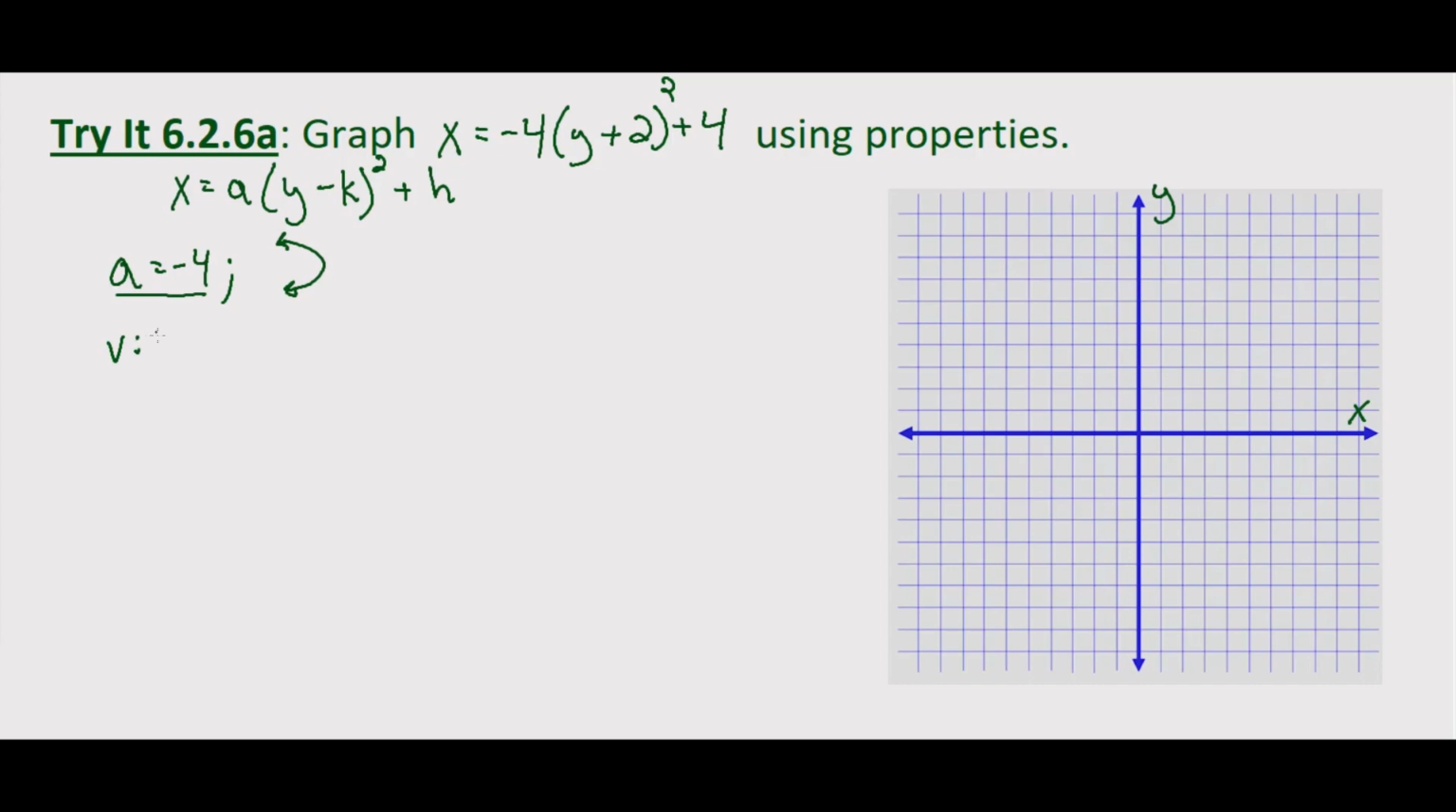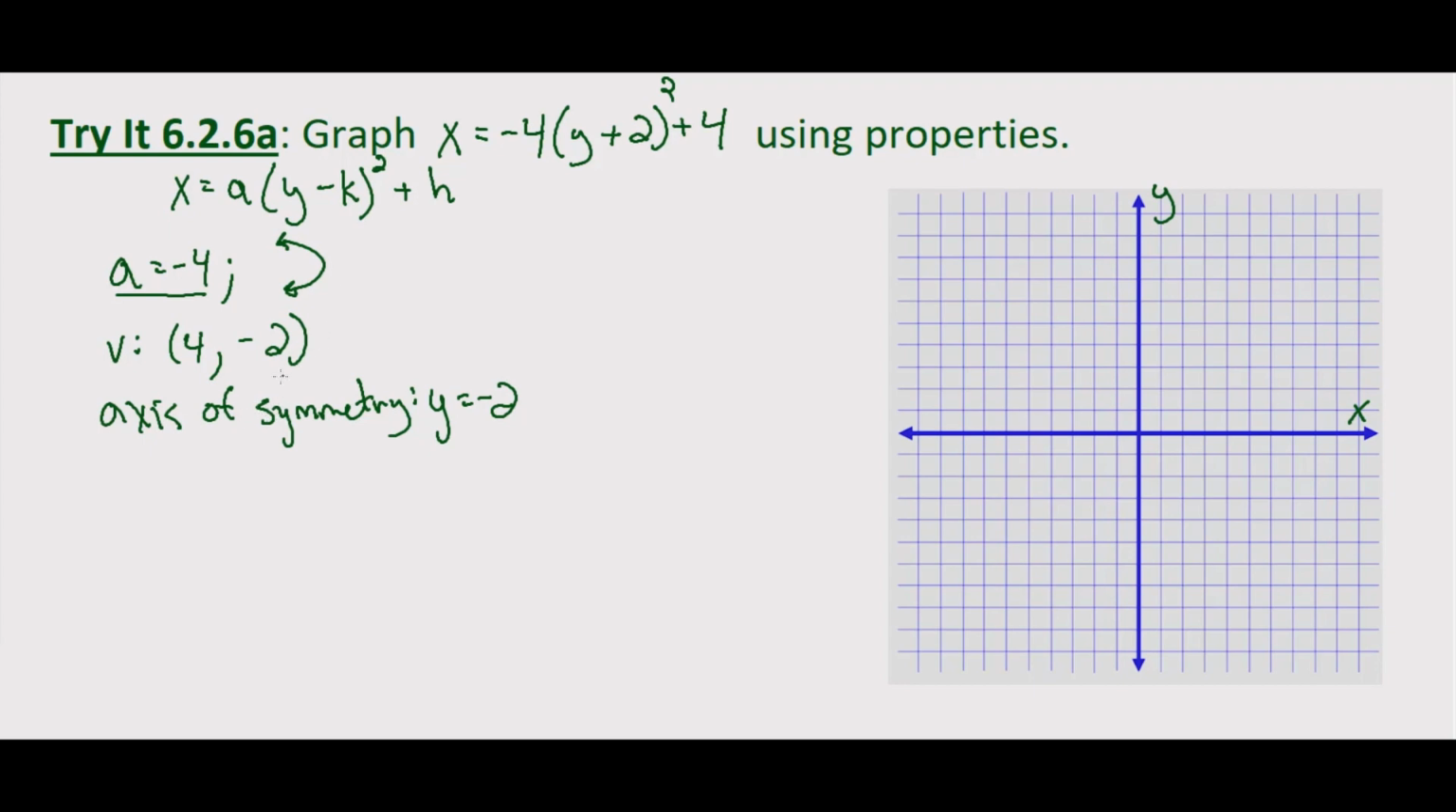Our vertex is (h, k), which in this case is 4. And be careful, it's y minus k, so it's y minus -2, which would give us y plus 2. So the vertex is at (4, -2). That means the axis of symmetry is at y equals -2. So we're at (4, -2), and it opens to the left. So we are going to have x and y intercepts.